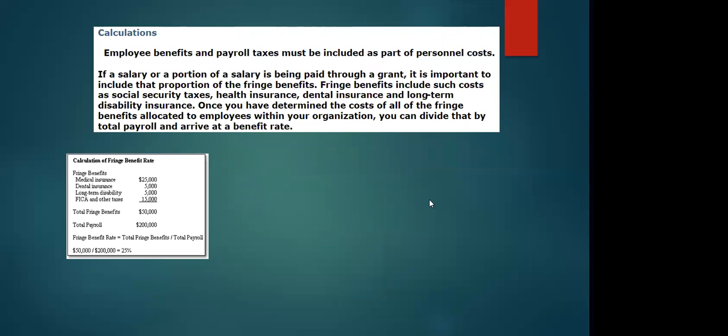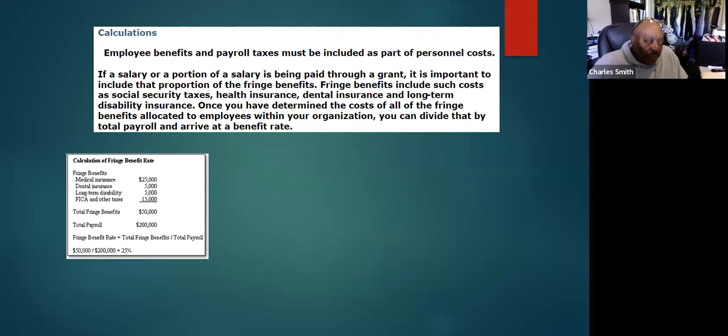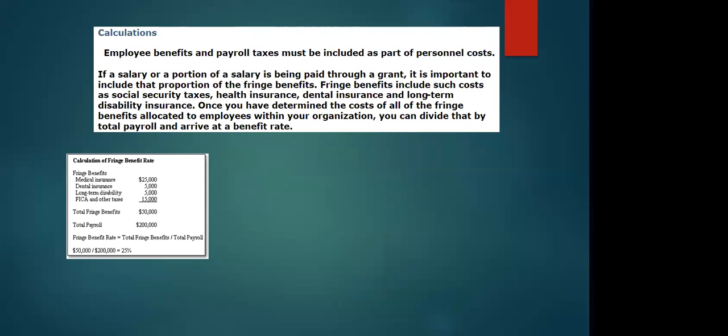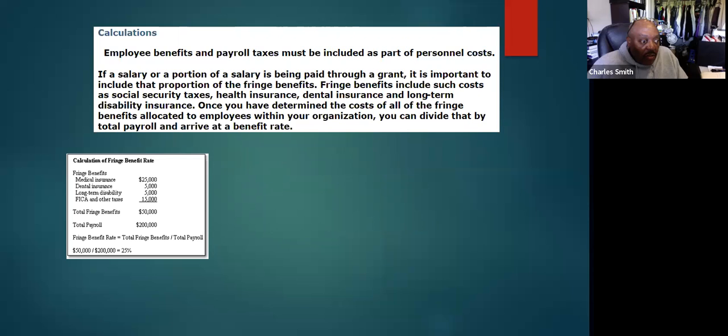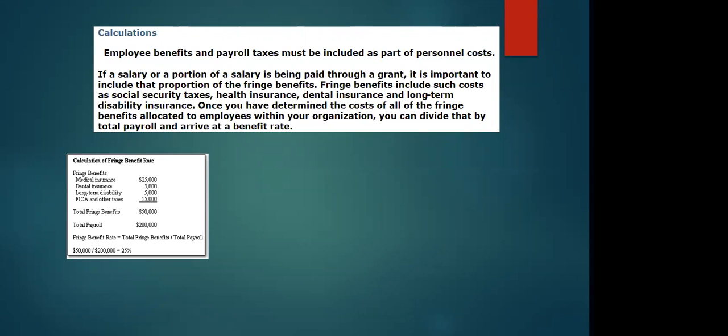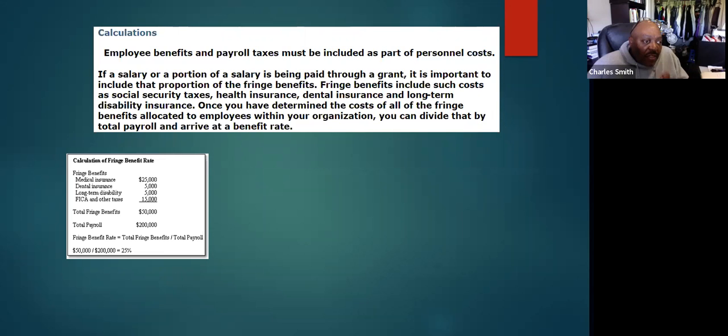Okay, read this for me. Calculations. Employee benefits and payroll taxes must be included as a part of personnel costs. Let me ask you a question. What is that called when you say employee benefits and payroll taxes? What is that called? That's fringe benefits. Fringe benefits. So continue. If a salary or a portion of a salary is being paid through a grant, it is important to include that portion of the fringe benefits.